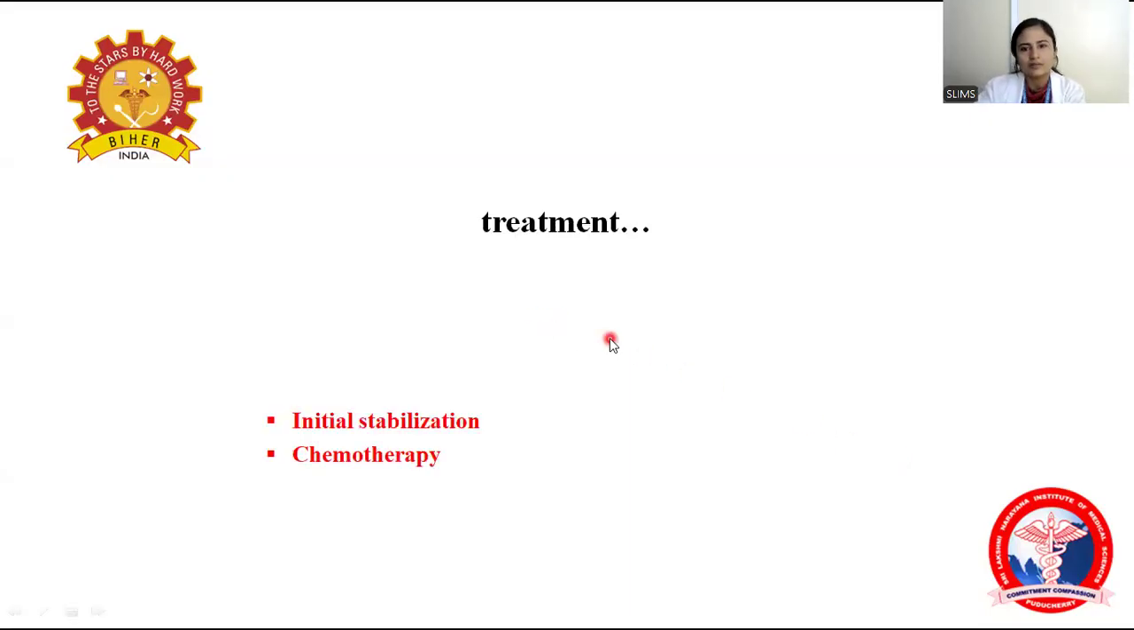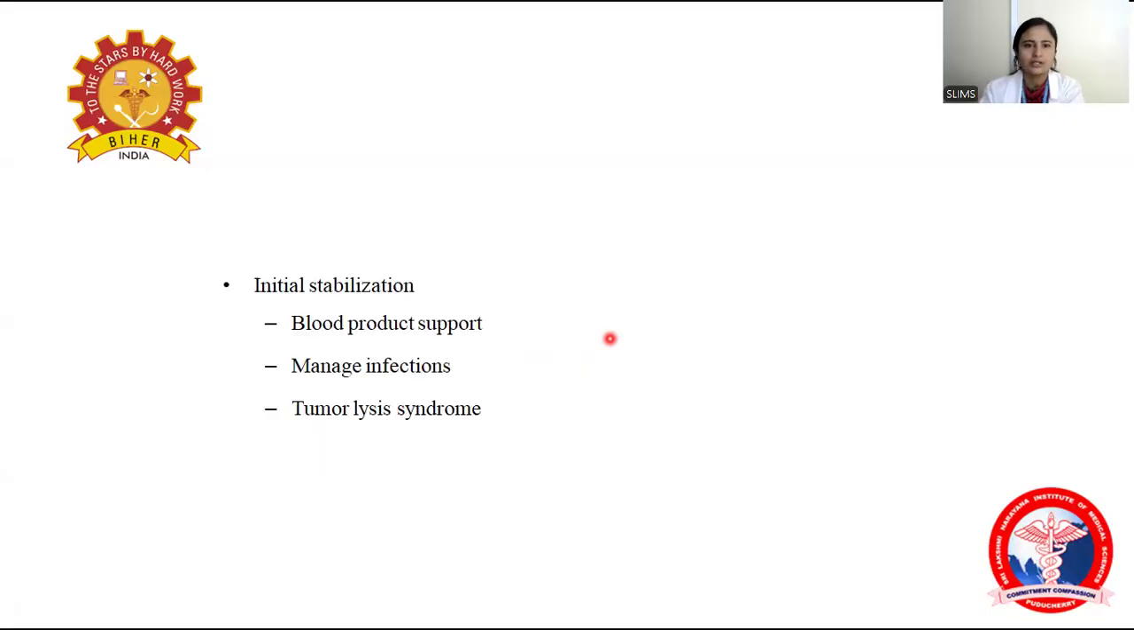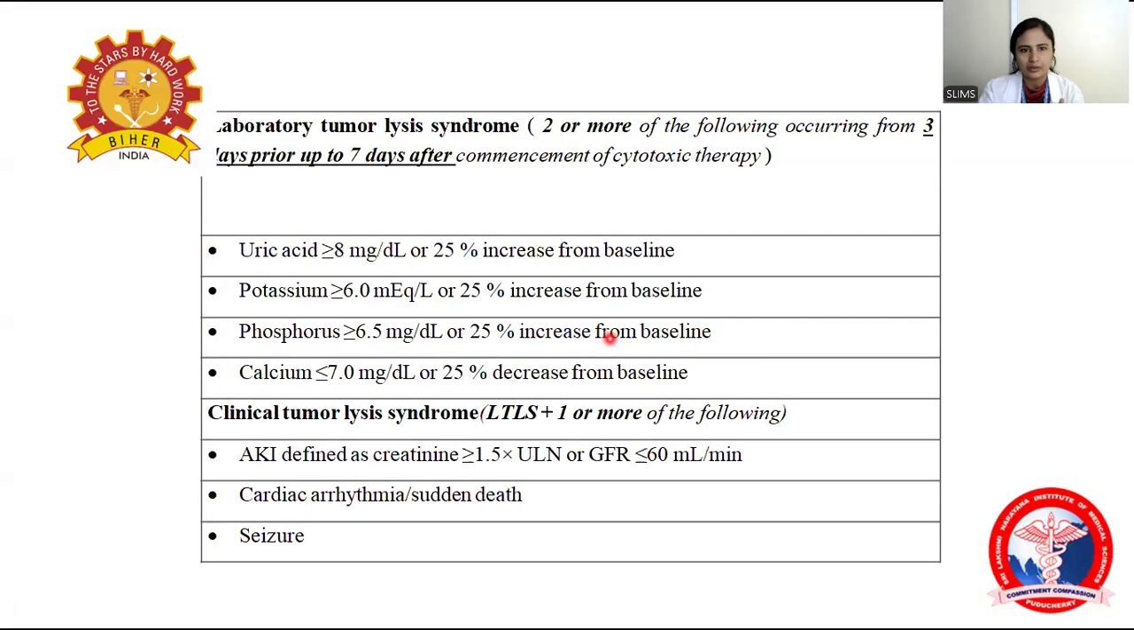So treatment first: whoever presents with leukemia, first you need to initially stabilize the patient because of the oncological emergency, and then you need to plan for the chemotherapy according to their classification and the risk stratification. Initial stabilization will be done by blood product support, managing the infection, and preventing tumor lysis syndrome. So what is tumor lysis syndrome? One or two words about the tumor lysis syndrome.